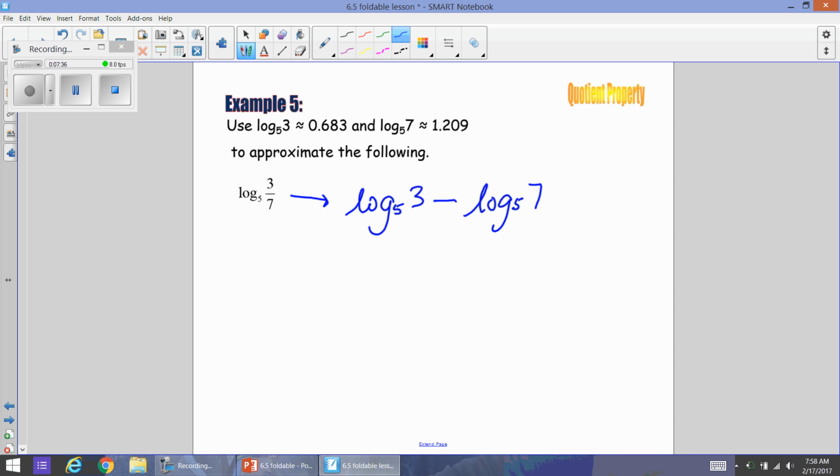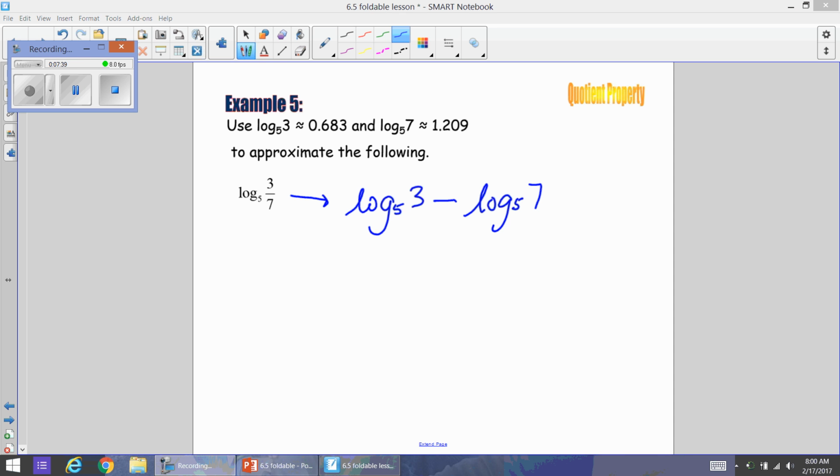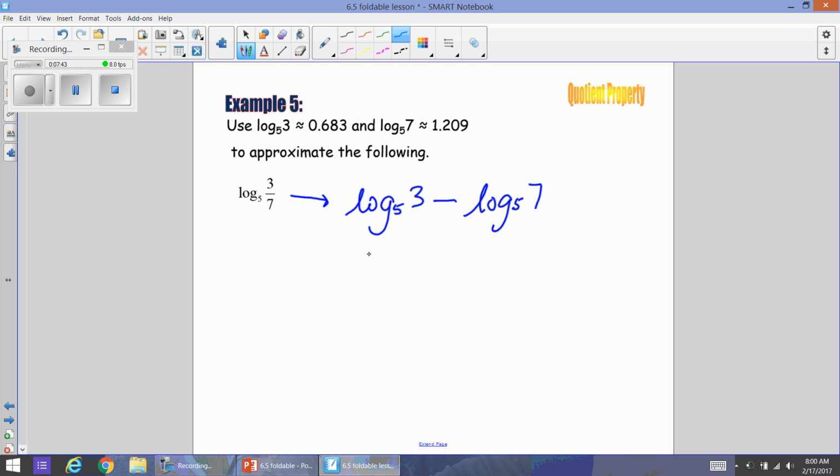Great, okay, so I'm about to put the approximated values. That means it's really 0.683 minus 1.209. So I can do the subtraction by hand, or I can do it in my calculator, and I get 5.26.